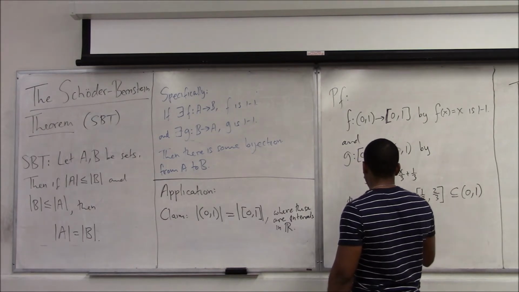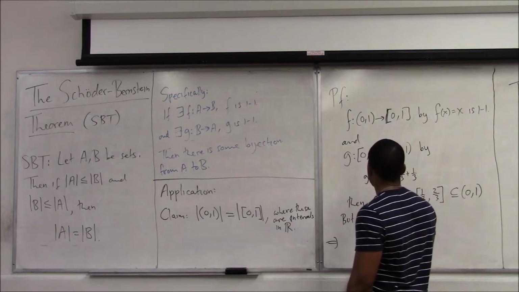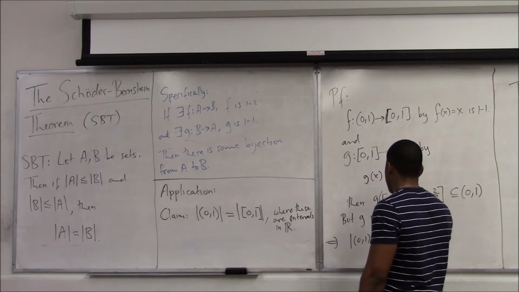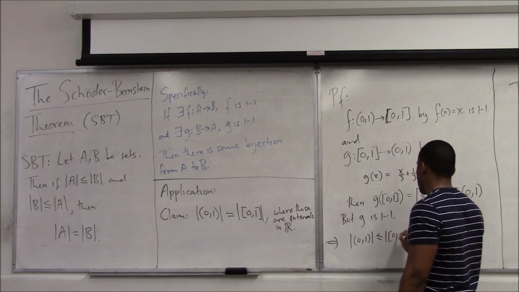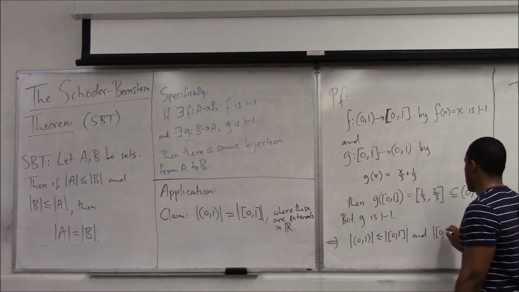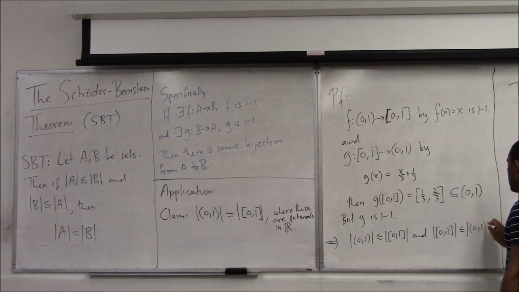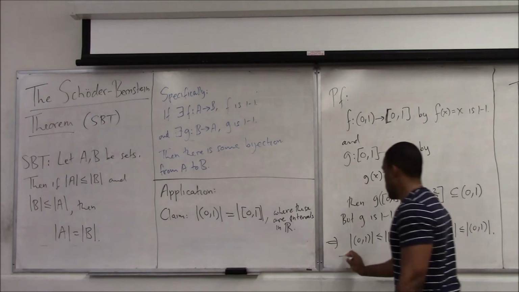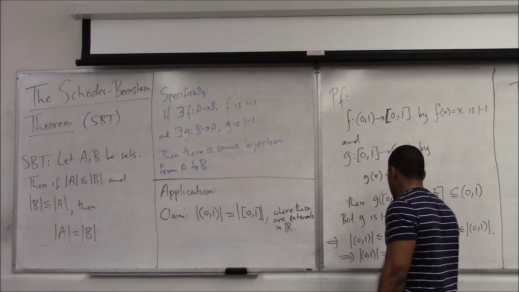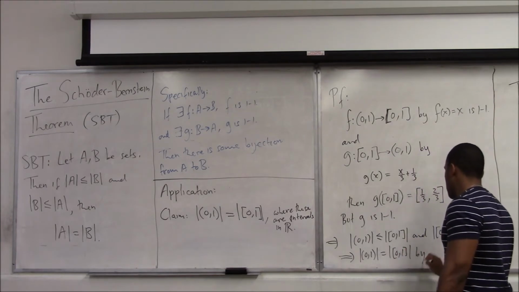But G is 1 to 1. This means that the open interval is less than or equal to the closed interval, and the size of the closed interval is less than or equal to the size of the open interval, which means these two have the same number of things by the Schroeder-Bernstein.